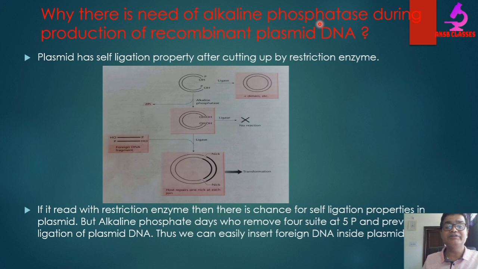and meanwhile we add a foreign DNA, and then we again ligate the nick with the help of DNA ligase. Now if this plasmid contains the foreign DNA, outside DNA, that is known as recombinant plasmid, and then we proceed for cloning of that particular gene of interest through the plasmid by the process of transformation inside the bacterial cells.